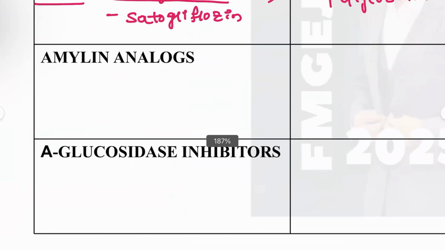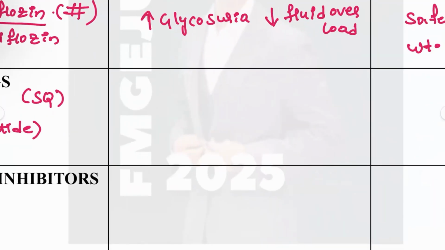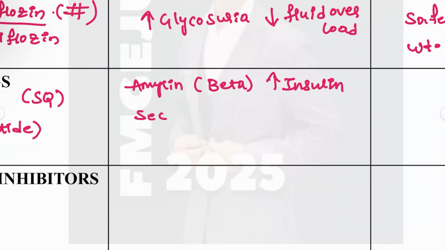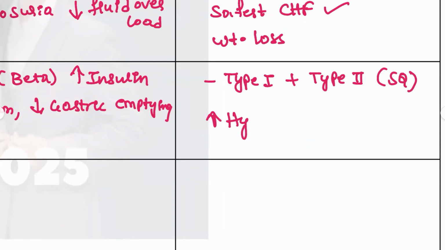And next, we are moving on to the amylin analogs, pramlintide. Okay, this is the only drug available that can be given subcutaneously. And what is the specialty of the amylin analogs? It is a hormone present on the beta cells, which will increase the insulin secretion and decrease gastric emptying. It can be used in type 1 patients, and also in type 2 patients, because it is given subcutaneously. There is a risk of hypoglycemia only if we use it along with sulfonylureas or other injectable insulins. And the most common side effect is nausea and vomiting.